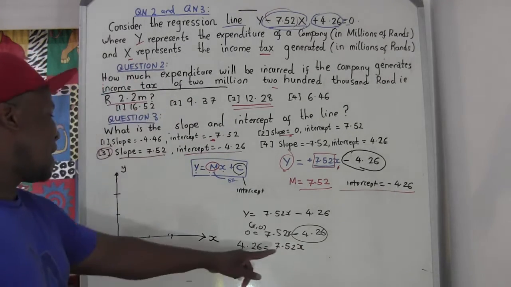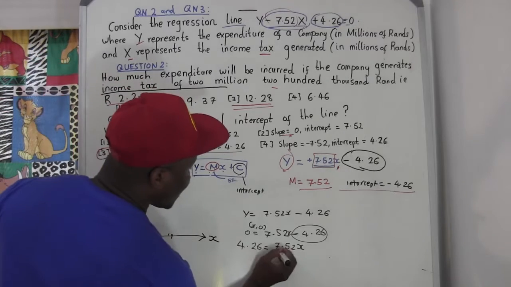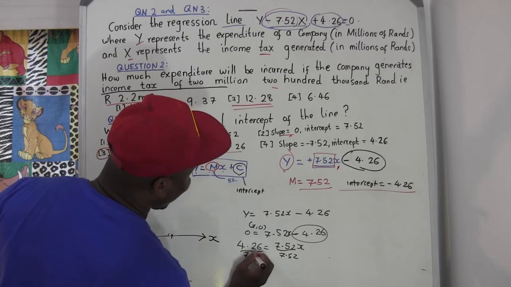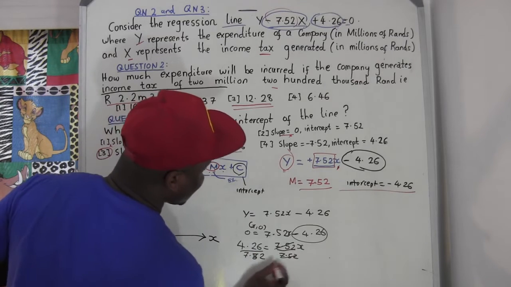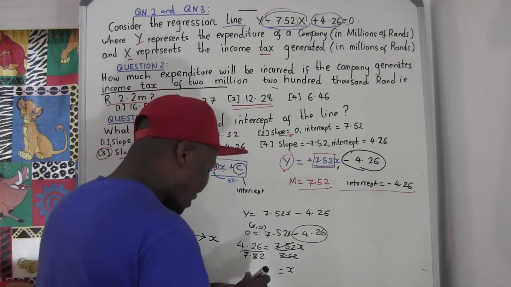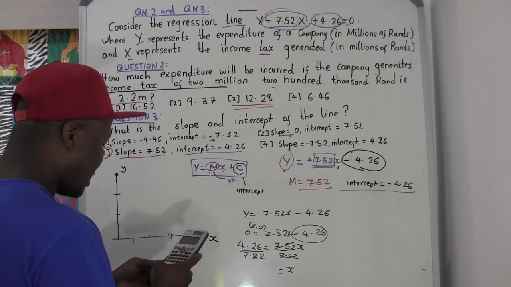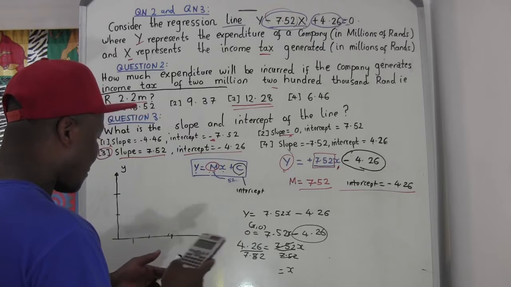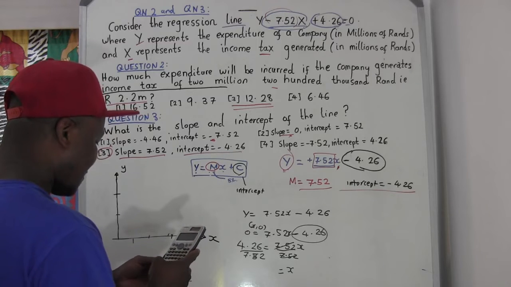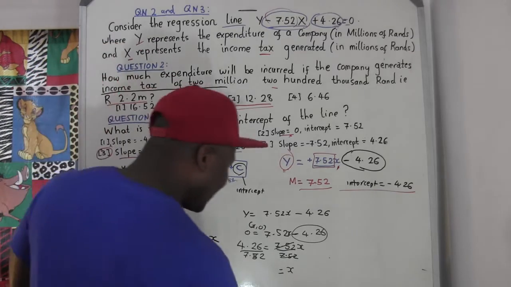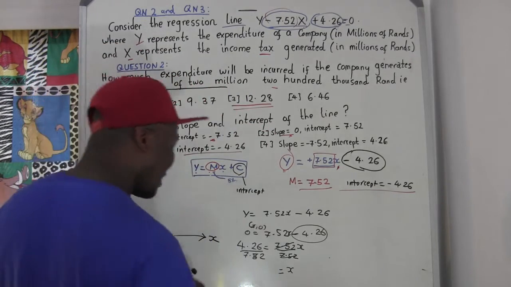How are we going to get x there? Divide by 7.52 throughout. Divide by 7.52, divide by 7.52. So to find our x, put this in the calculator: 4.26 divided by 7.52, and then you get 0.56666.